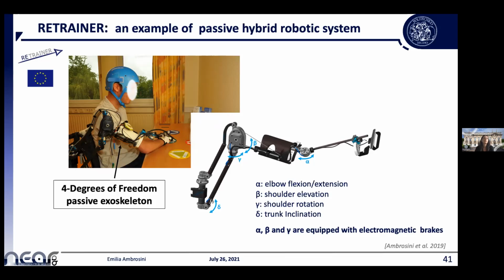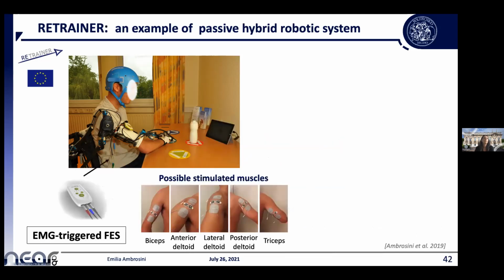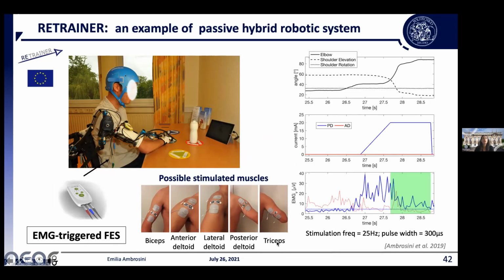This system was combined with functional electrical stimulation, which was EMG triggered, so based on the activity of the same stimulated muscles. You could see here that we measured the EMG of the same stimulated muscles. And the muscles we could stimulate were the biceps, the three deltoids, and the triceps. As I told, it was an EMG trigger.